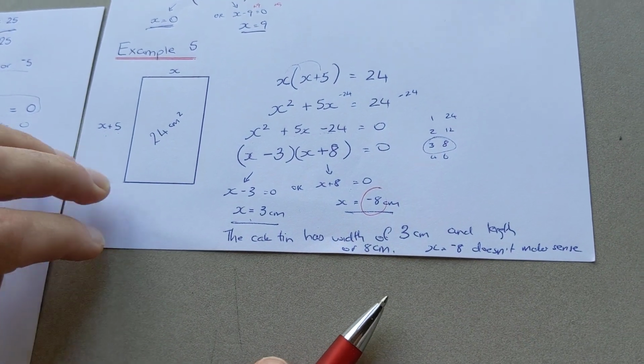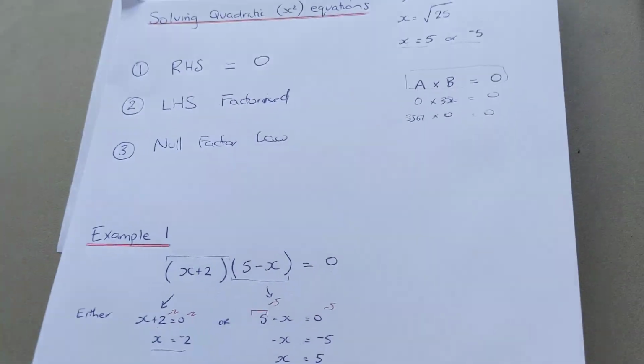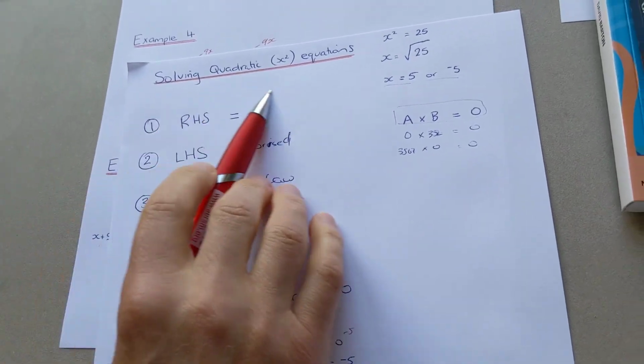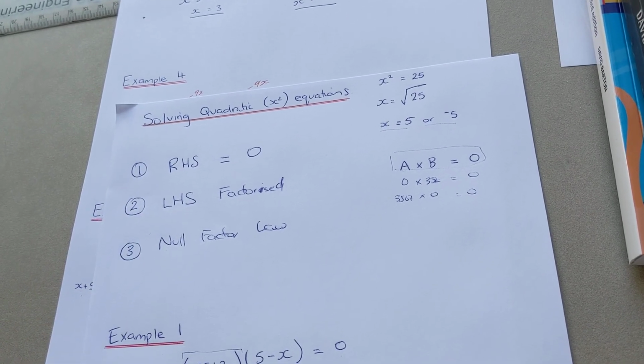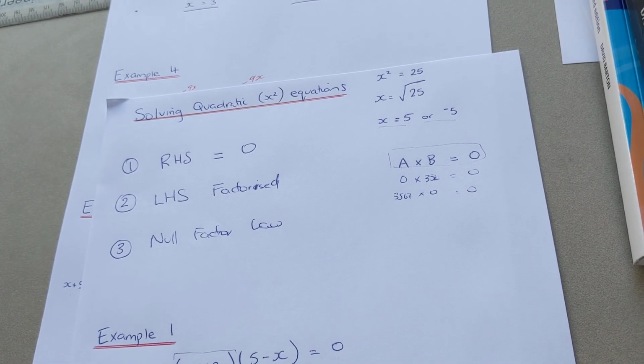And that's the basis of quadratic equations. A lot simpler, or a lot fewer rules than linear equations. These are the 3 rules to memorise if you have an x squared equation.